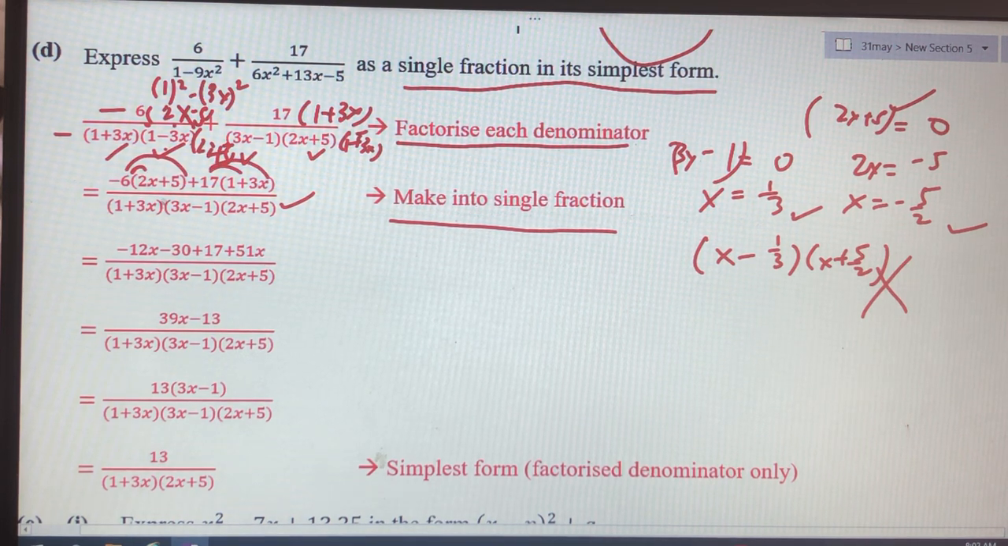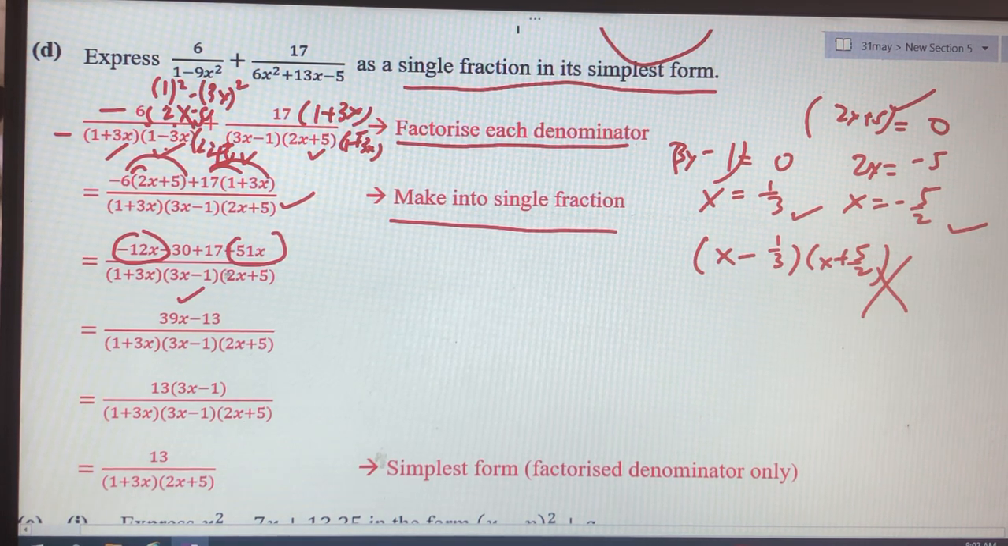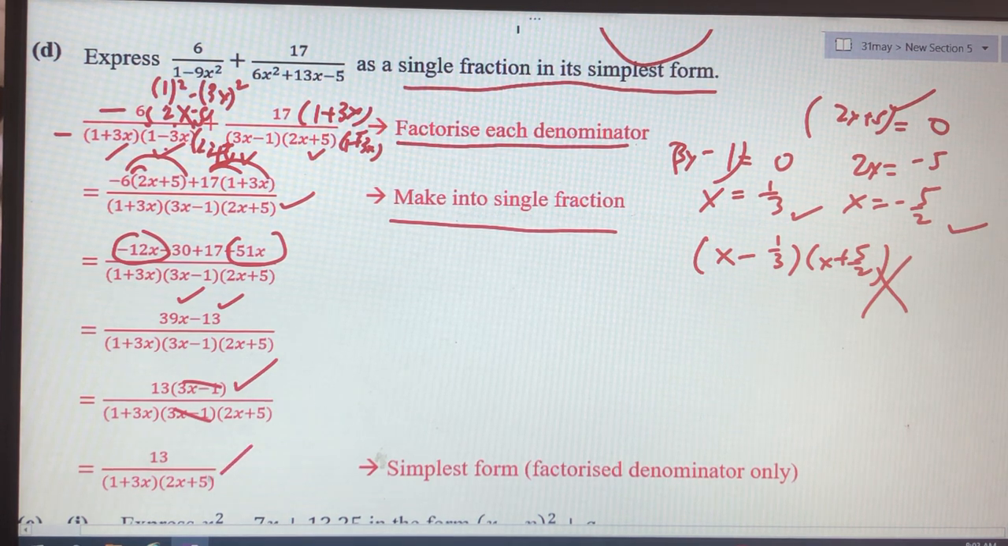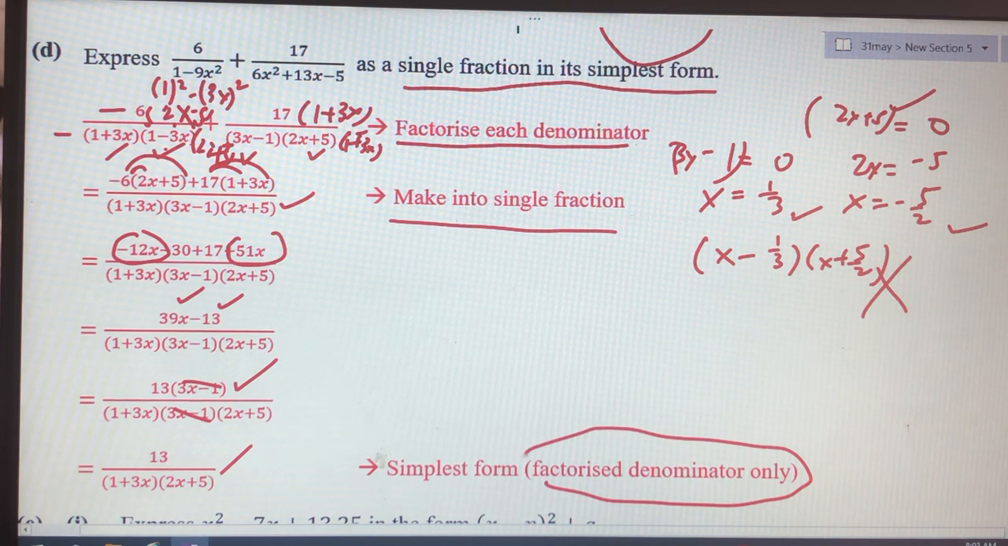Remember, both must be expanded, and then you don't use mental if you're not strong in mental. You press calculator minus 12 plus 51 to get this. Then minus 30 plus this to get this, okay? Don't take risk. Take out common factor, if any. Do not expand the denominator. You notice that there's a common factor here. And again, do not expand your denominator, you see? Factorize the denominator only. You do not expand. If you expand, you'll lose marks.